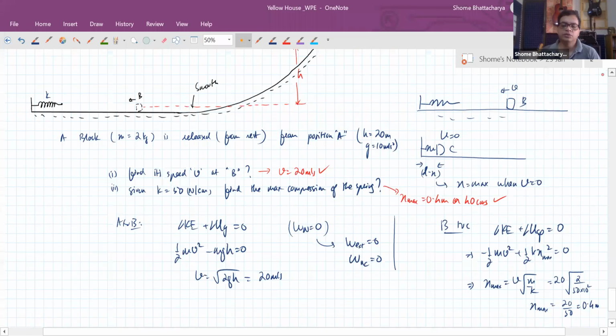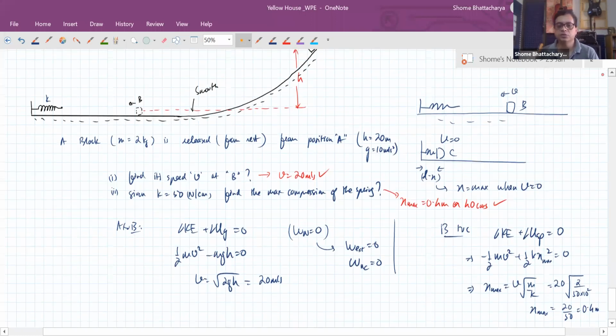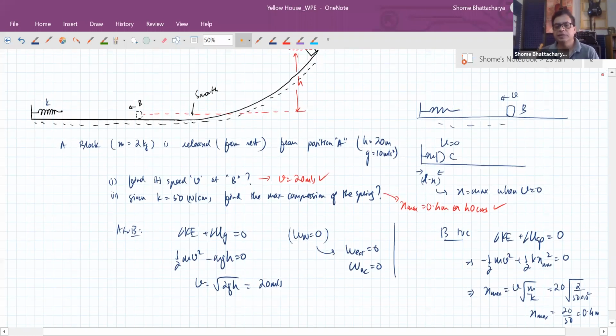Okay, so with this we are done with the basic applications of work energy theorem. Next time we will be discussing more applications of work energy theorem and also the concept of instantaneous power. That is, rate of work done by a force is called the power developed by it. So we'll discuss those things in the next lecture.